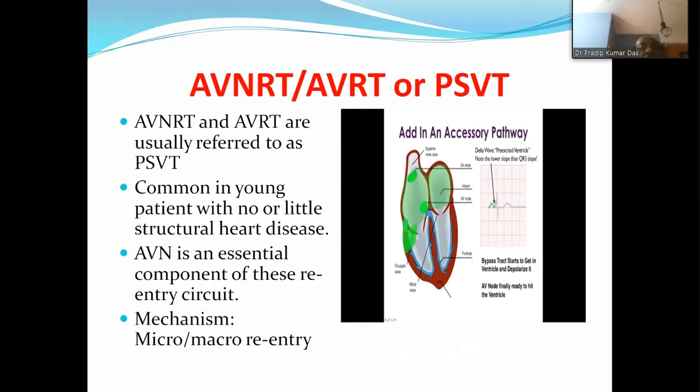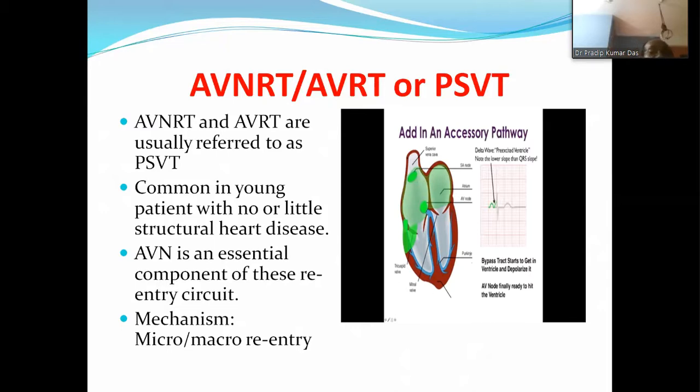And here is about our AVNRT, AVRT or PSVT. AVNRT and AVRT are usually referred to clinically as paroxysmal supraventricular tachycardia. It is common in young patients with little or no structural heart disease. The AV node is essential.